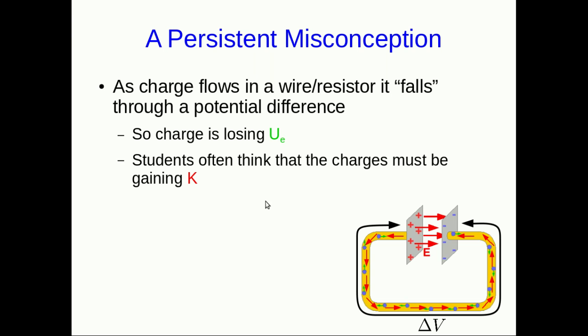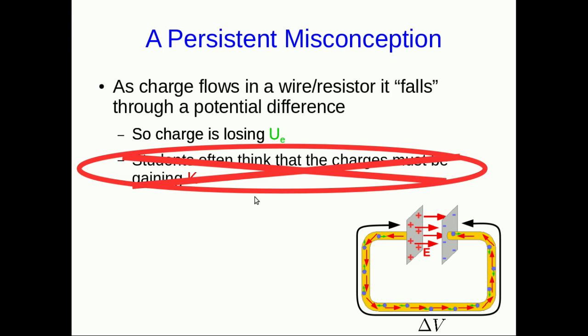But students often think, as a result, that the charges must be gaining kinetic energy. That can lead to some really wrong thinking about what goes on in circuits. That is totally wrong. As we've seen, the electrons barely move any faster because of the current than they would be normally if there were no electric field. All of that lost electrical potential energy ends up becoming thermal energy in the wire because of the electrons colliding with the atoms in the wire and transferring energy to them.